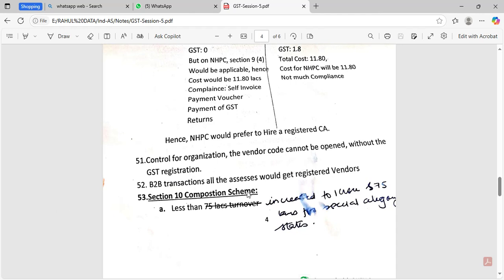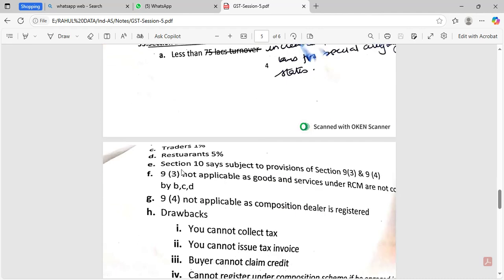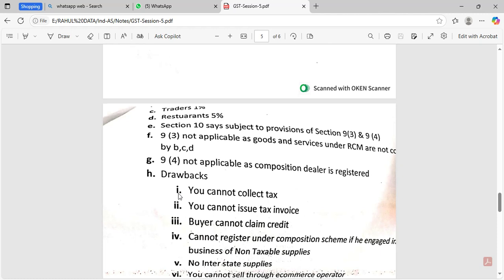B2B transactions, all accessories would be registered vendors. Composition scheme. The limit has been increased to 1.5 crores and 1 crore for special category states. Traders and manufacturers pay 1% and restaurants 5%. Section 10 says, subject to provisions of Section 9(3) and 9(4) RCM services, not applicable as composition. Dealer is registered.